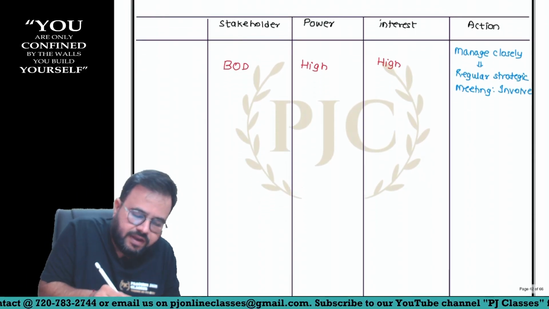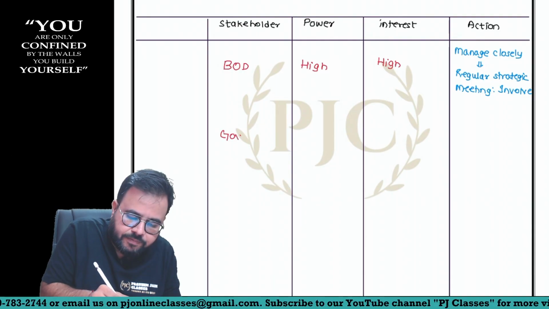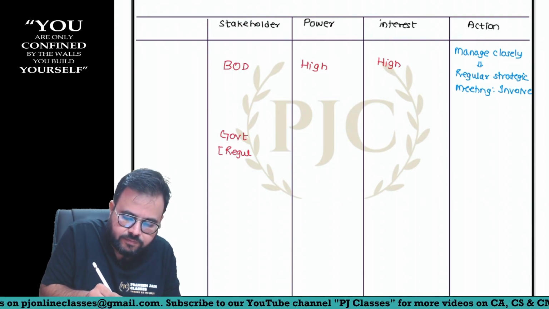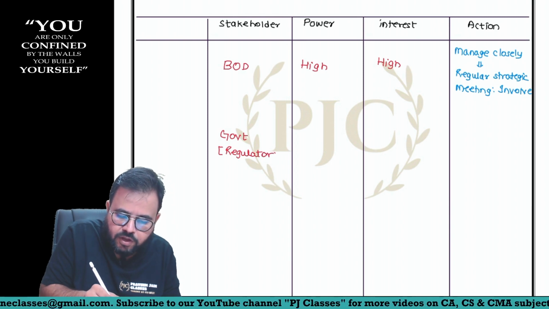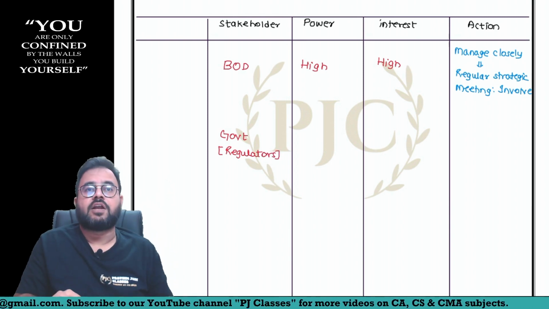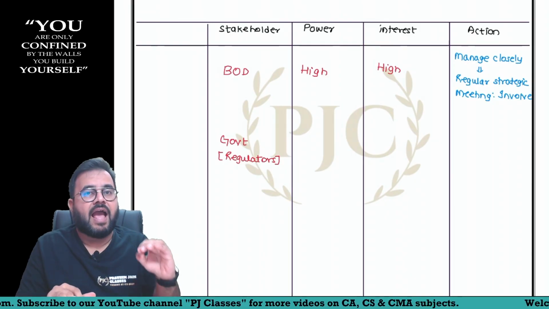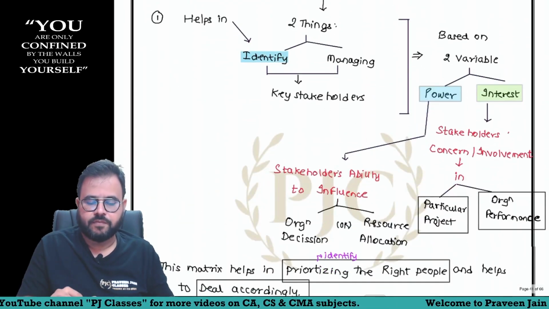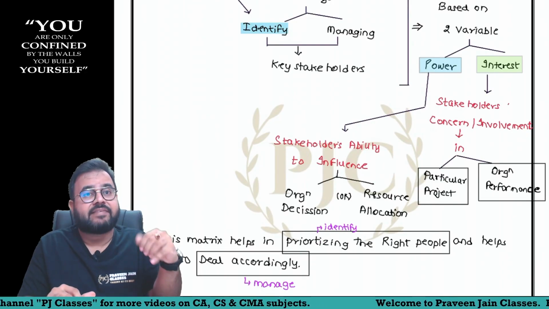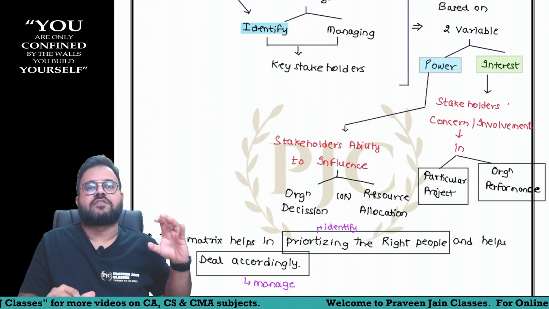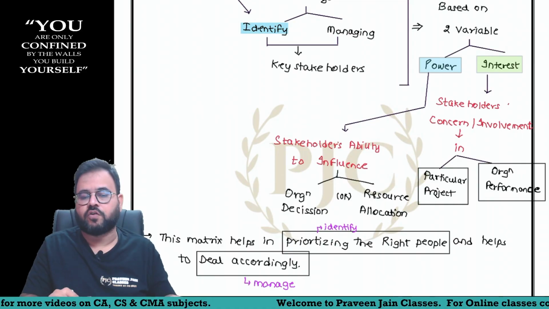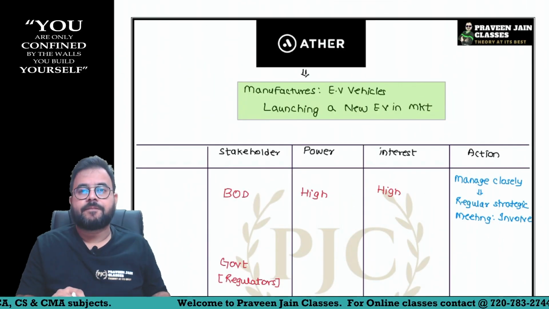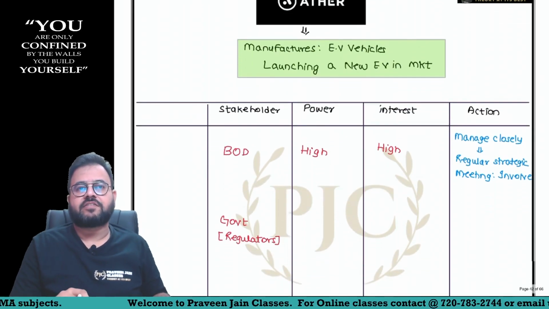Next point, sir. Let's talk about government, sir. Now, when I use the word government, I am talking about regulators. Now tell me, sir, are government having high power or low power in the companies? Bolo Raja. Do you think government is having that ability to influence the organization decisions or resource allocation? Are they having that much power? Can they influence organization decisions, sir?